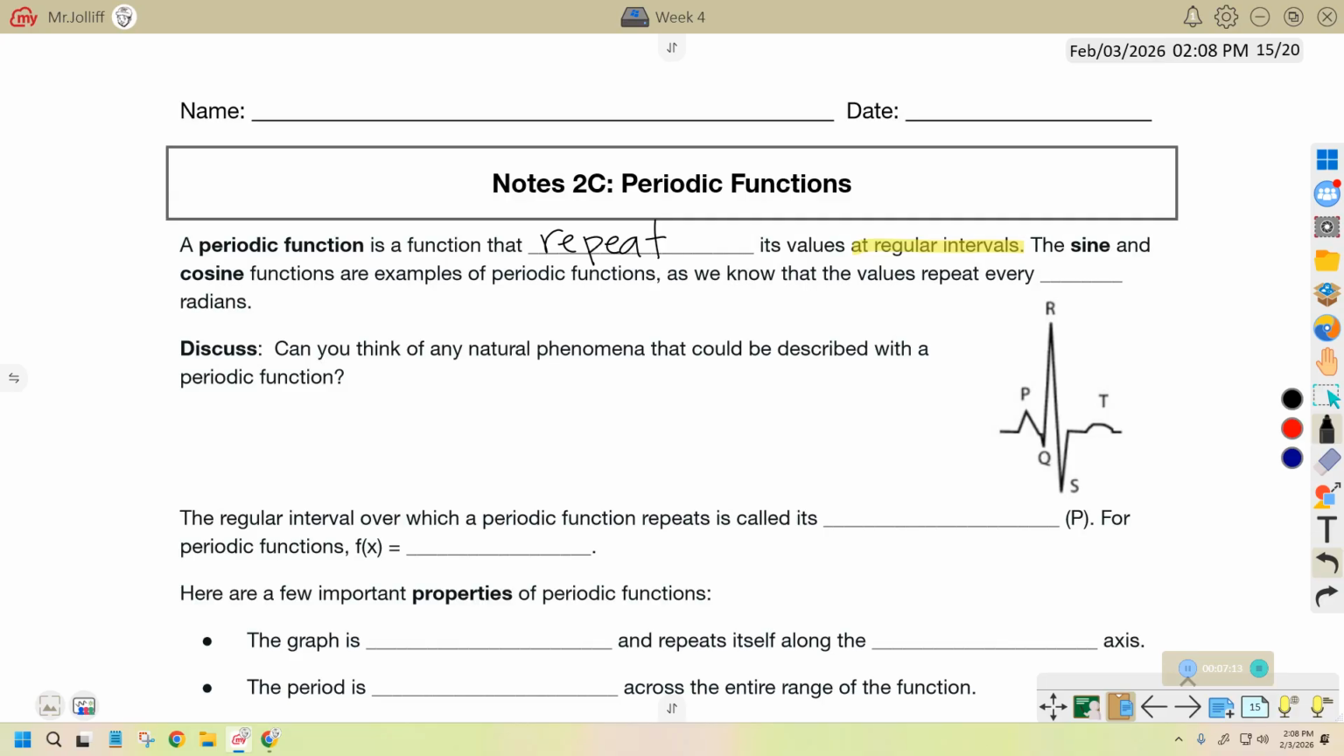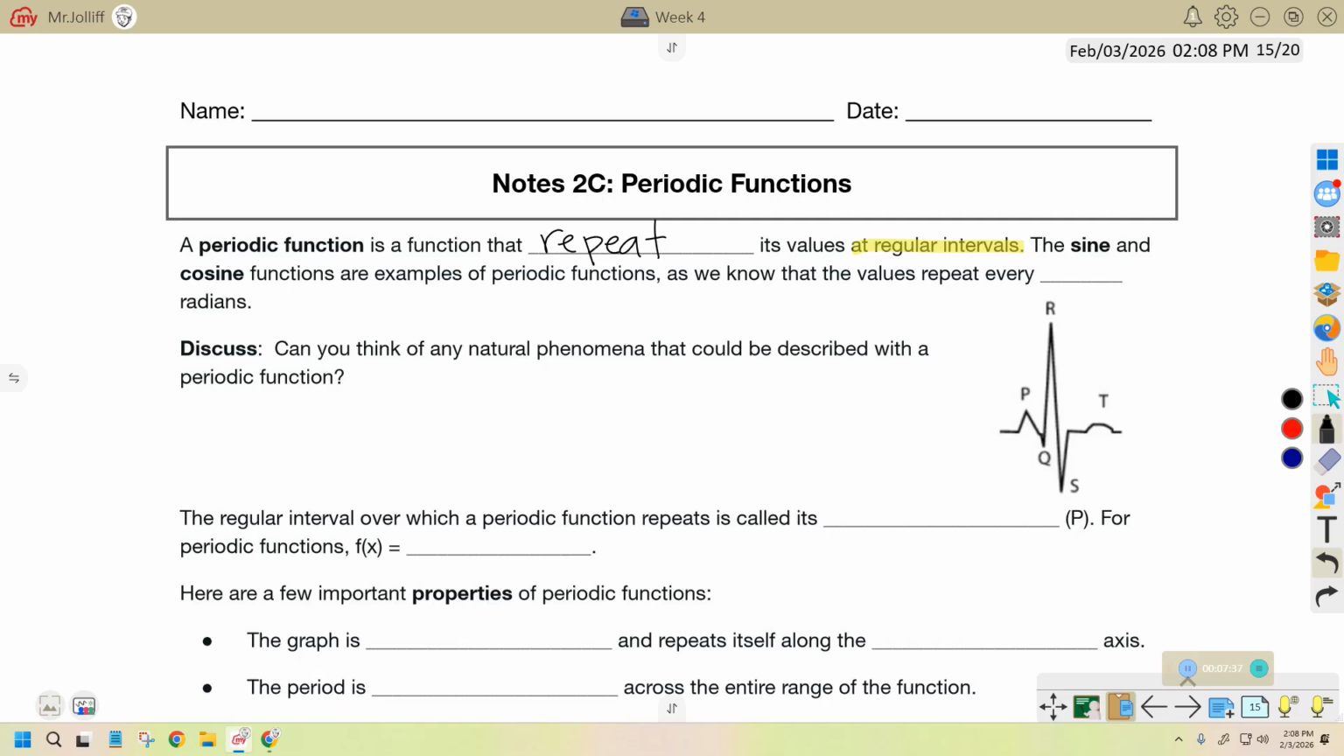Once every cycle, once every second, once every minute, okay? We have two examples, sine and cosine. We just saw the sine graph. We know cosine's related to sine, so I expect it's going to look very similar. Those are periodic functions. How often do sine and cosine repeat?